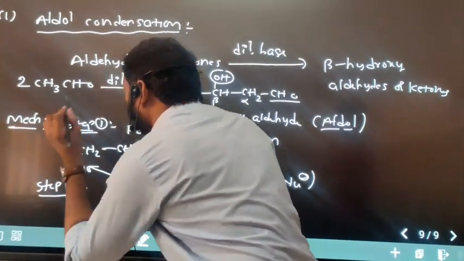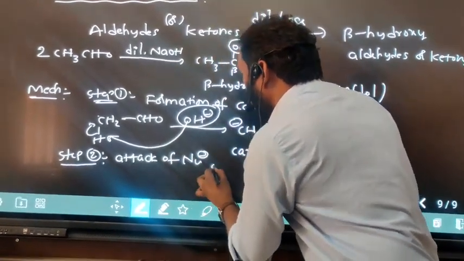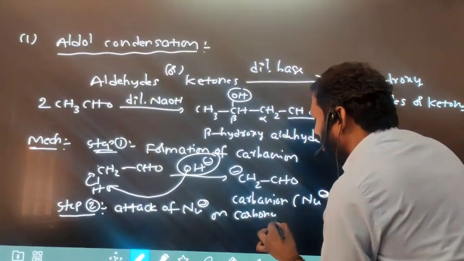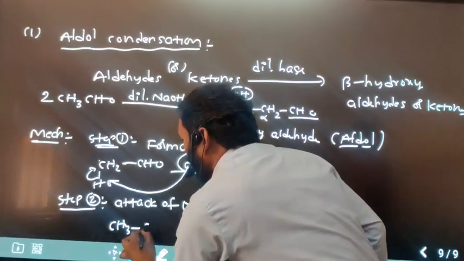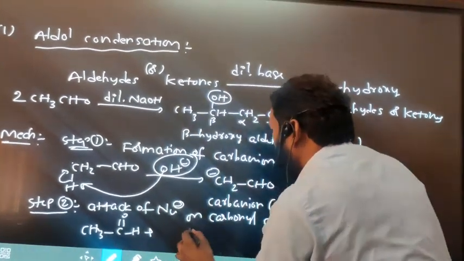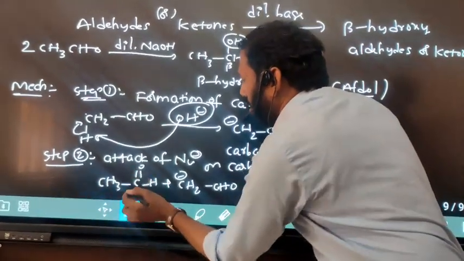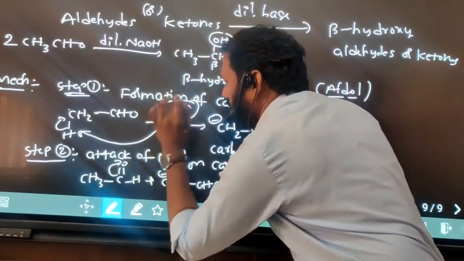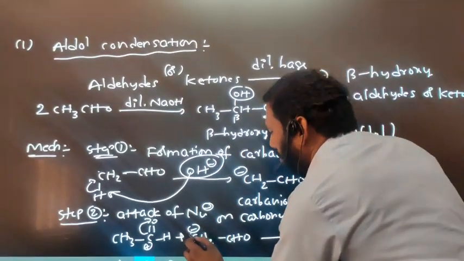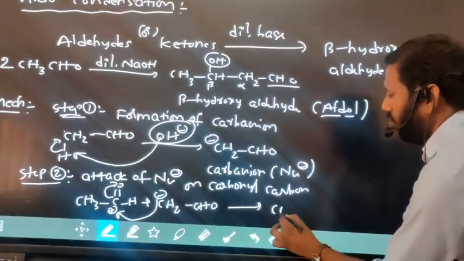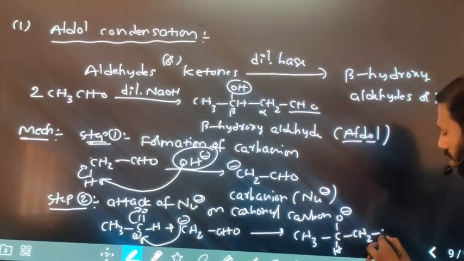Now coming to step 2. In step 2, the nucleophile attacks the carbonyl carbon. I am taking a second aldehyde, that is CH3CHO, and the nucleophile CH2 minus CHO. Now the C=O bond is a polar bond, so this pi bond can migrate towards oxygen because oxygen is more electronegative, and carbon gets a partial positive charge. The carbanion can attack this carbocation. Now we get CH3 CH(O minus) CH2 CHO.